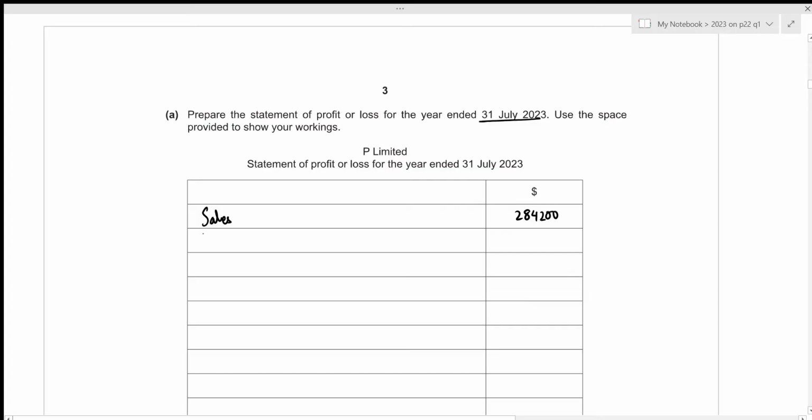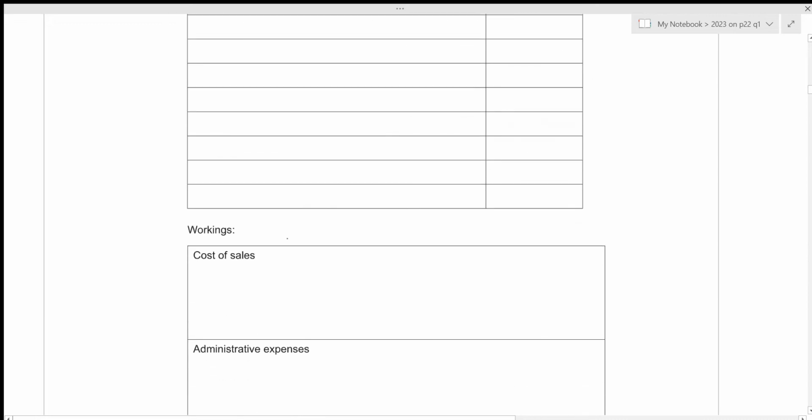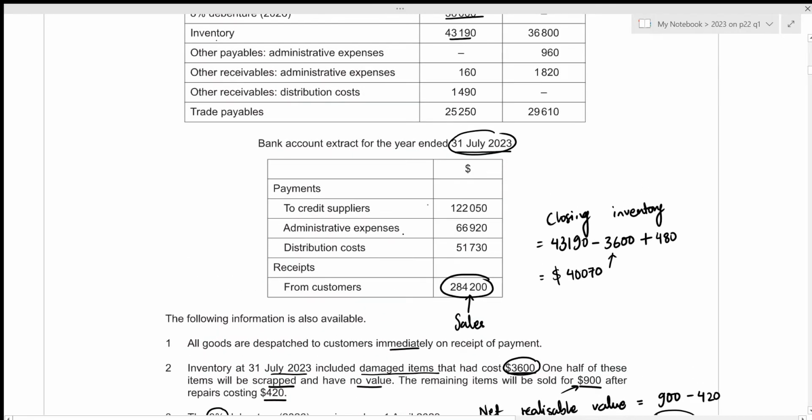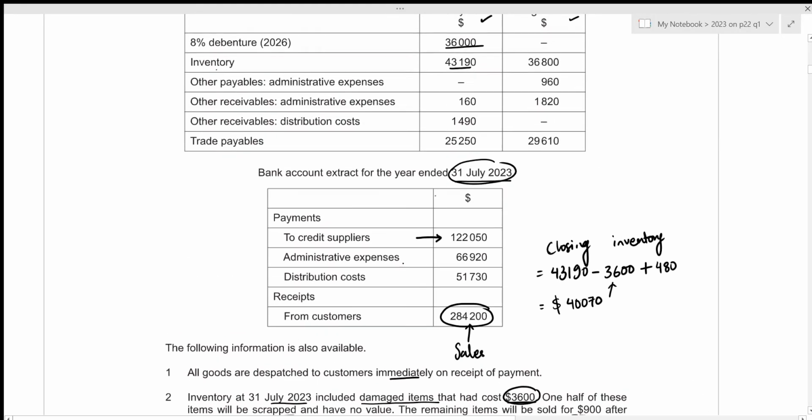We then have to include our cost of sales, and we need to show its calculation below. So remember that cost of sales is just going to be our opening inventory plus purchases minus the closing inventory. We've already figured out the correct value for closing inventory. We are given the opening inventory value. Now we just have to figure out the value for our purchases. And in this case, we have the payments that we made for our credit purchases. Then we are also given the opening and closing balances for trade payables. And remember, whenever we're trying to figure out the value for credit purchases, we start with the payment made to suppliers.